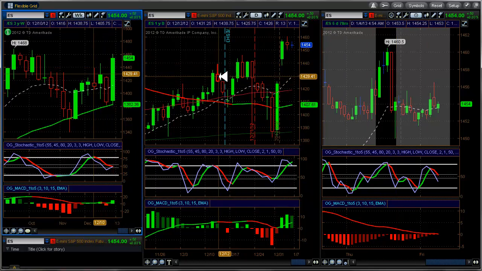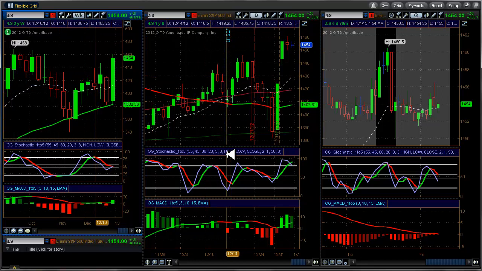As you can see, this over here is an inside day. It's in a short-term uptrend. We have an inside day, and then we have a pullback.